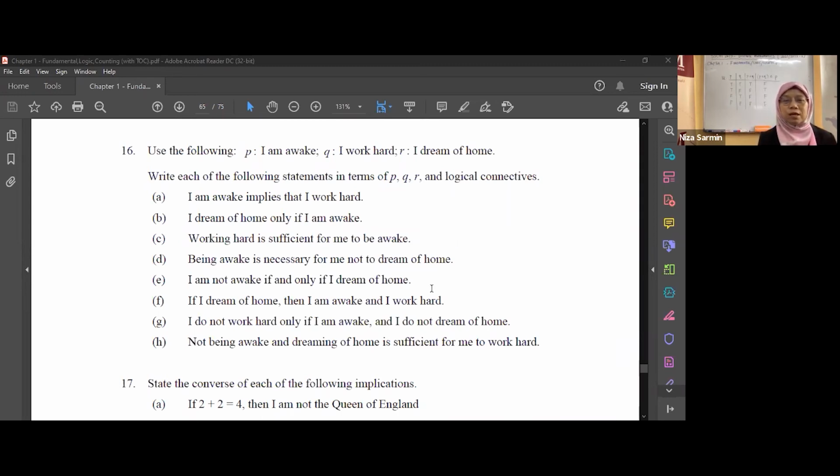Not being awake, the last one. Not being awake is not P. And dreaming of home is R. Like not P and R implies Q. So this is just to rewrite in terms of symbols. Okay. Don't worry about whether the sentence is logical or not. 17.